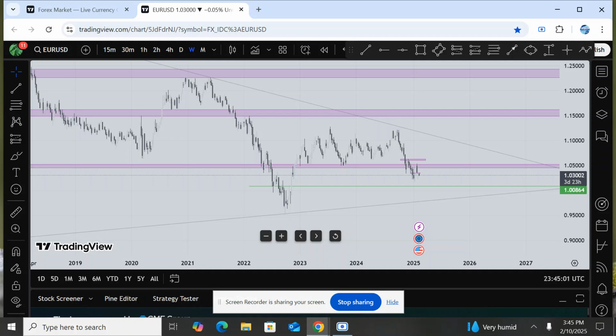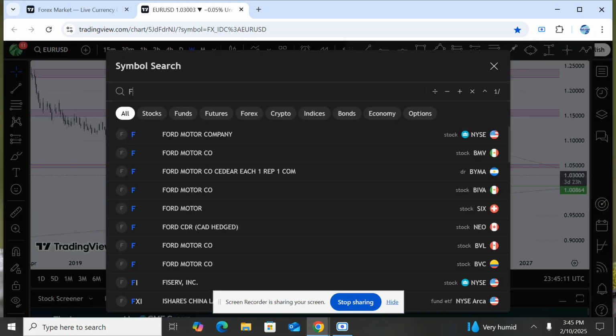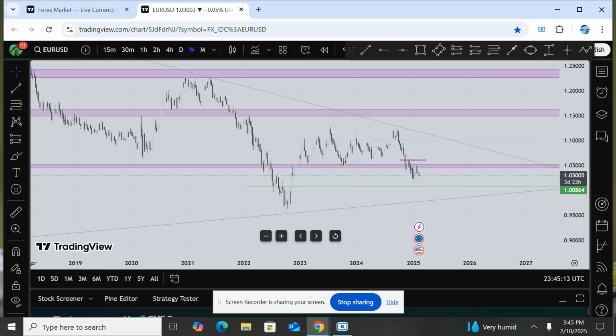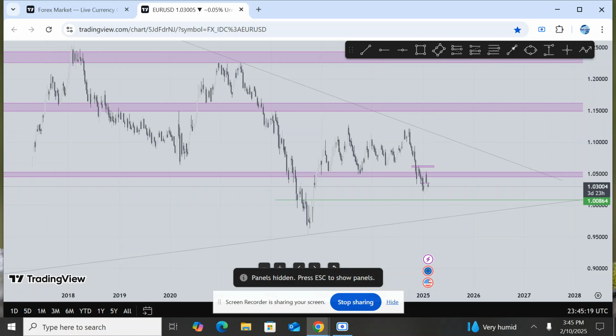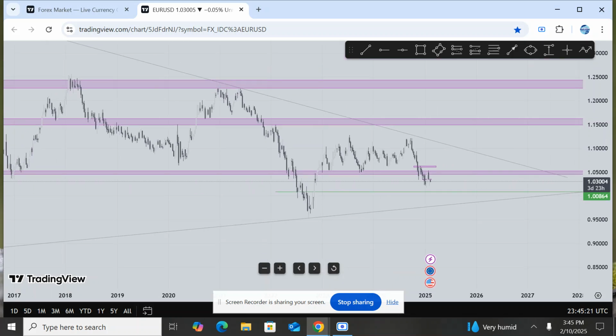I'll be starting from Euro USD. This is Euro USD, and this is the weekly time frame. Sorry, let me adjust my chart. I need my screen to be very clear and visible.